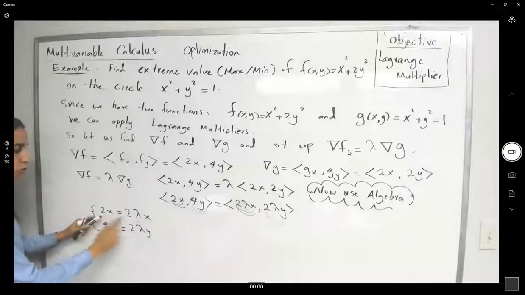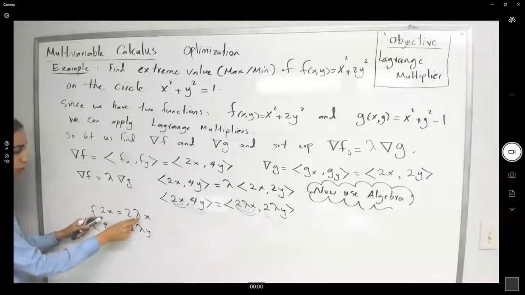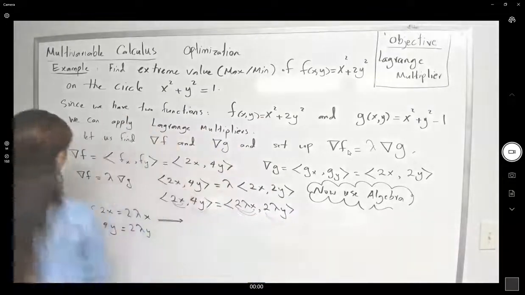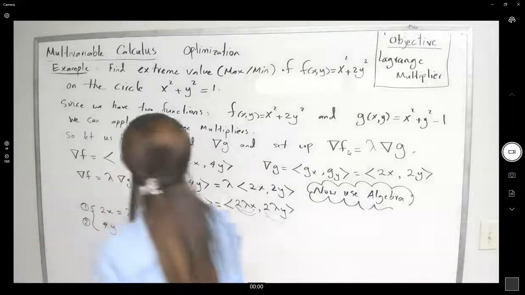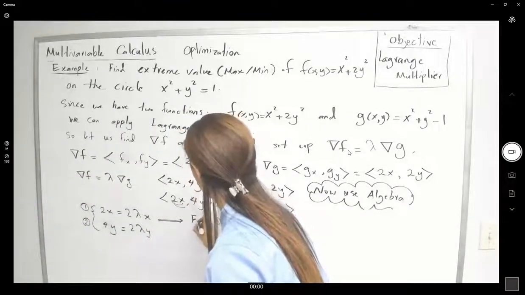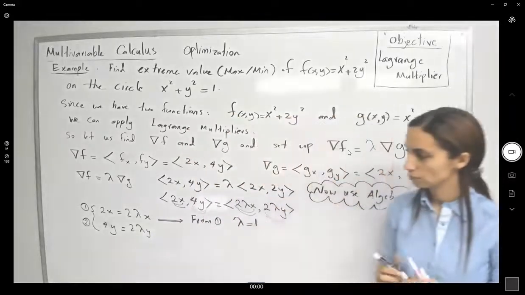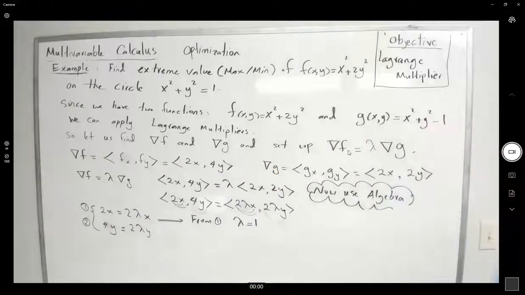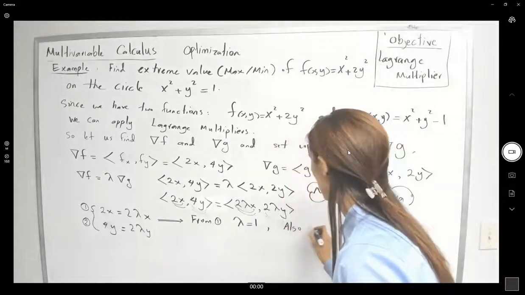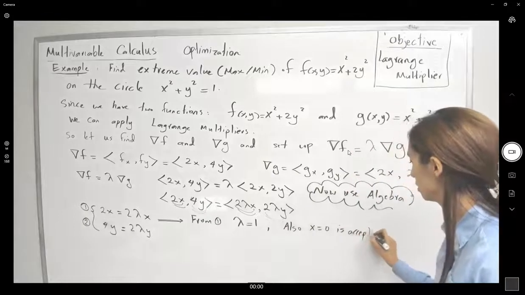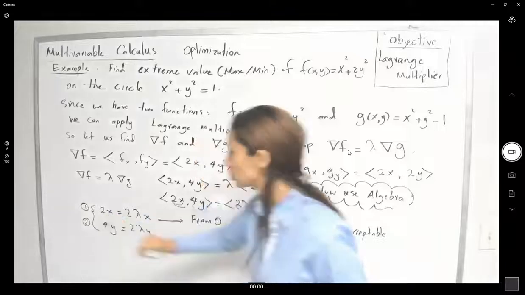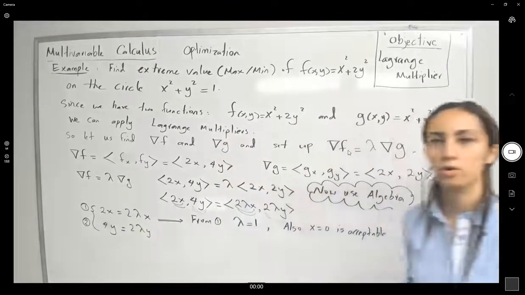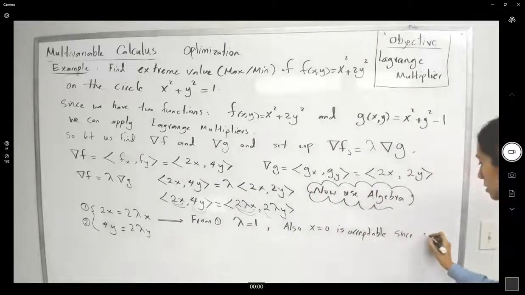So from the first equation, if lambda is equal to 1, 2x is equal to 2x. So let's call this 1. Let's call this 2. From 1, lambda is equal to 1. From 1, you get also x equal to 0. Also, x equal to 0 is acceptable. Why is that? 0 times 2 is 0. Lambda is just a number, a multiplier number. 0 times 2 lambda is also 0. 0 is equal to 0.